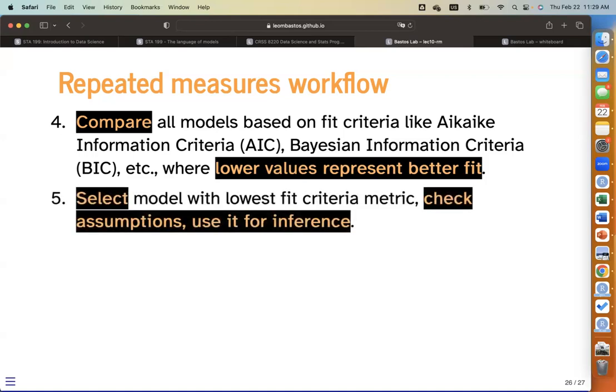Once we do the comparison using AIC and BIC, then we're going to select the model with the lowest, let's say AIC, check the assumptions and use it for inference. So after the point we select the model, it's the same workflow, but we have this step before we get to inference that is trying to find the best correlation structure for this model that is a repeated measure model that we're assuming has correlated errors.